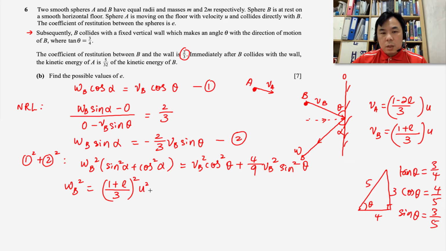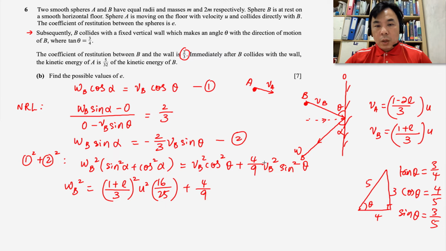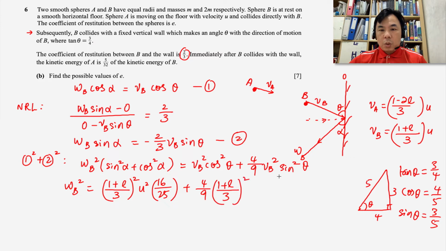We're going to use this standard ratio to answer this one here. We have cosine squared theta, which in this case is 16 over 25. And then we have 4 over 9. The v_B squared is the same thing here. We have 1 plus e over 3 squared, and then sine squared, which is 9 over 25. All we need to do is simplify all this. Let me see, I think I left out my u squared.